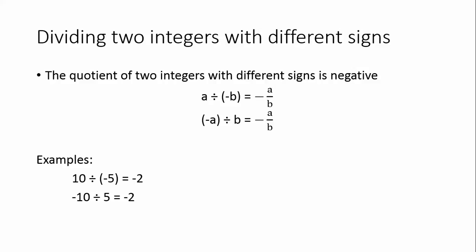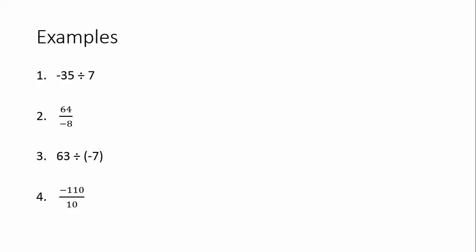So in the examples, you can see two different problems that both give the same answer. 10 divided by negative 5 and negative 10 divided by 5. Both give negative 2. So here are some examples that I'd like you to work out. We have negative 35 divided by 7, so you just do the division like normal. 35 divided by 7 is 5, but our answer should be negative.